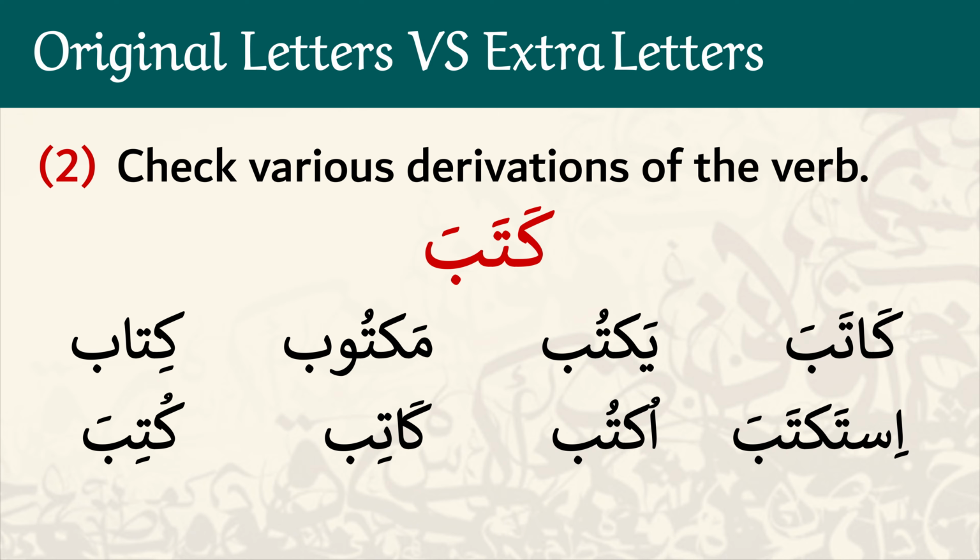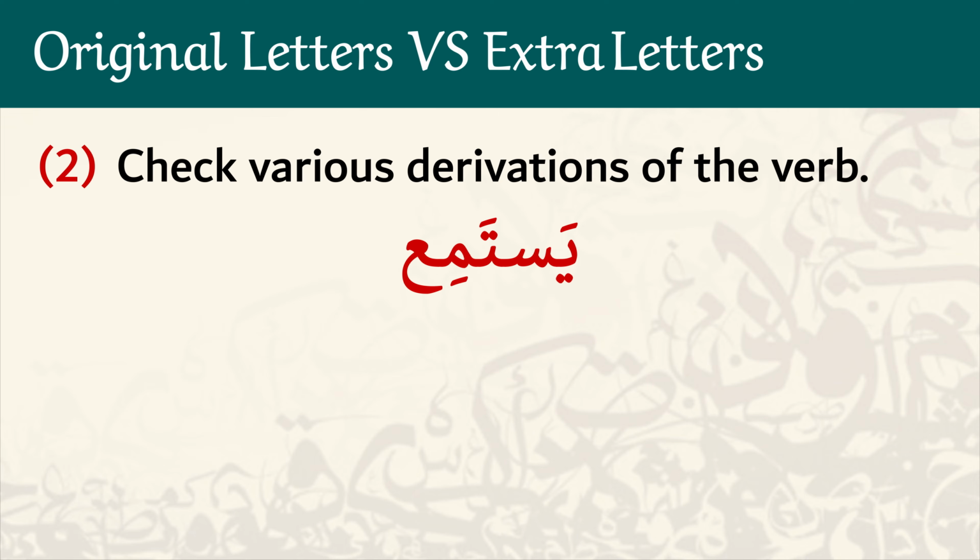Here we can see that the 3 original letters are common in all these words, which are كاف, تاء, and باء. So these are the 3 radicals of this verb because they are present in all its derivations. Another example, يستمع. This is a present verb.